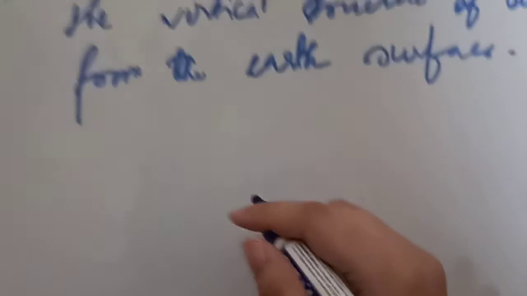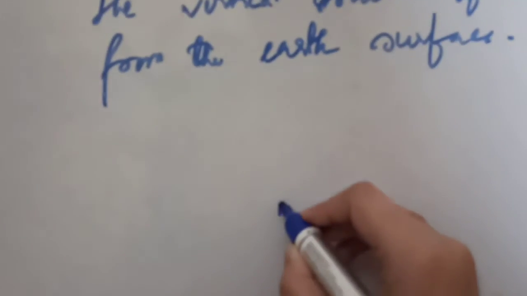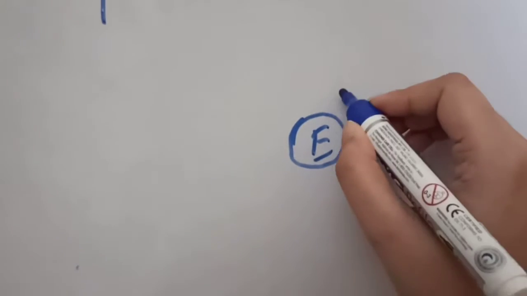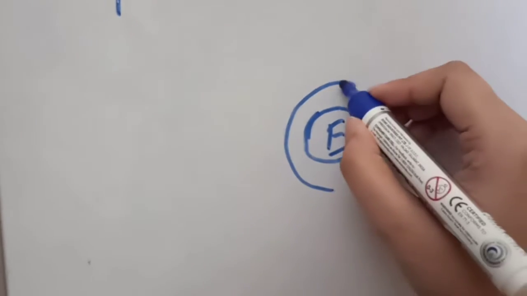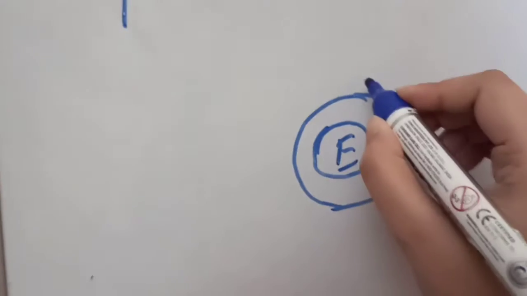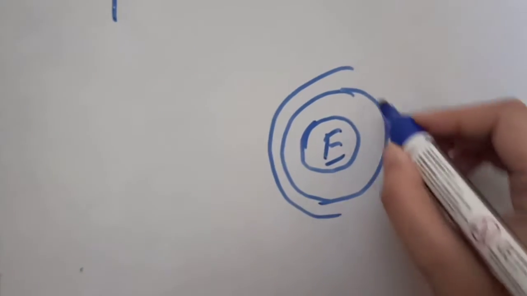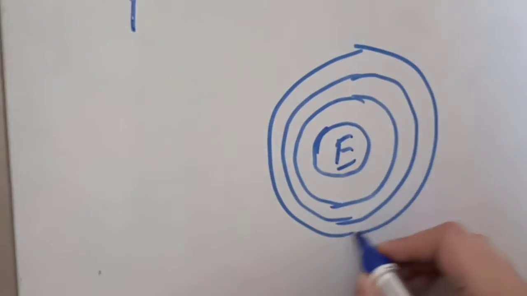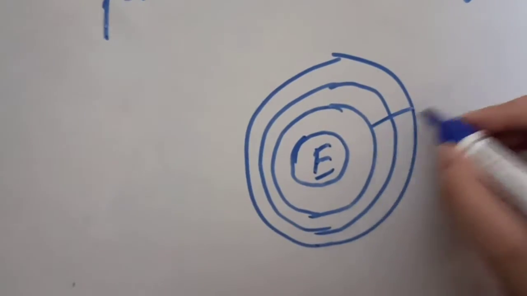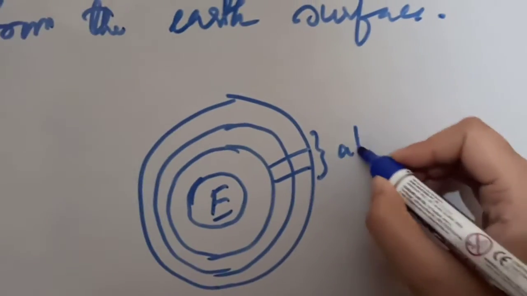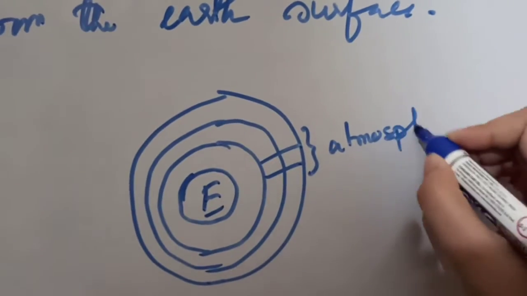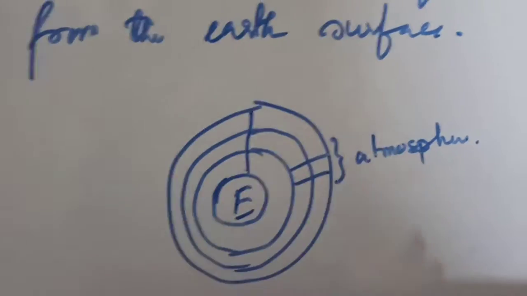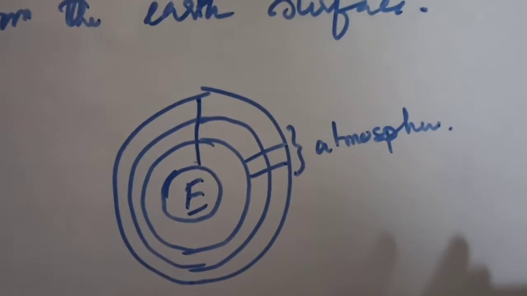The atmosphere actually looks like this. If this is the Earth, the atmosphere is the blanket of air that is surrounding our Earth in a concentric circle like this. These are the layers of the atmosphere, and this lies vertically above the Earth's surface.